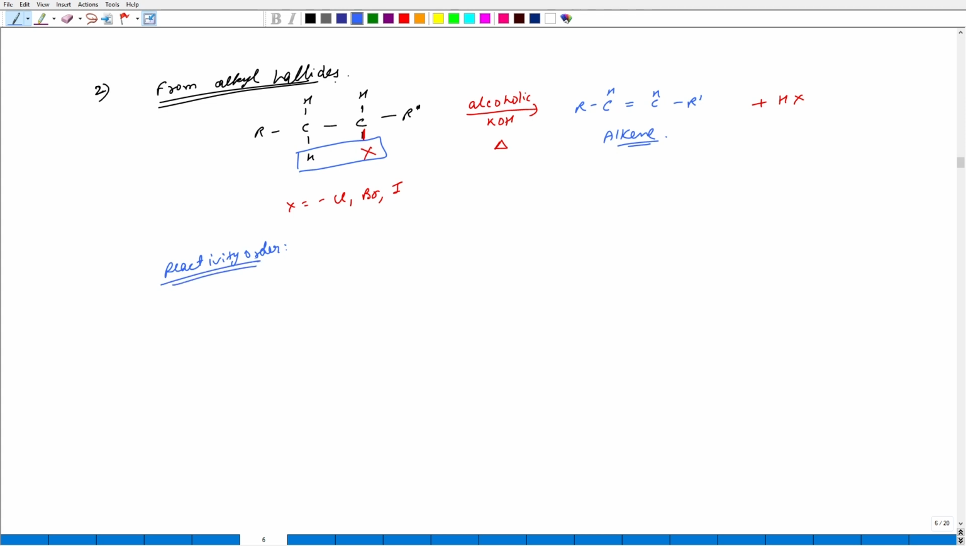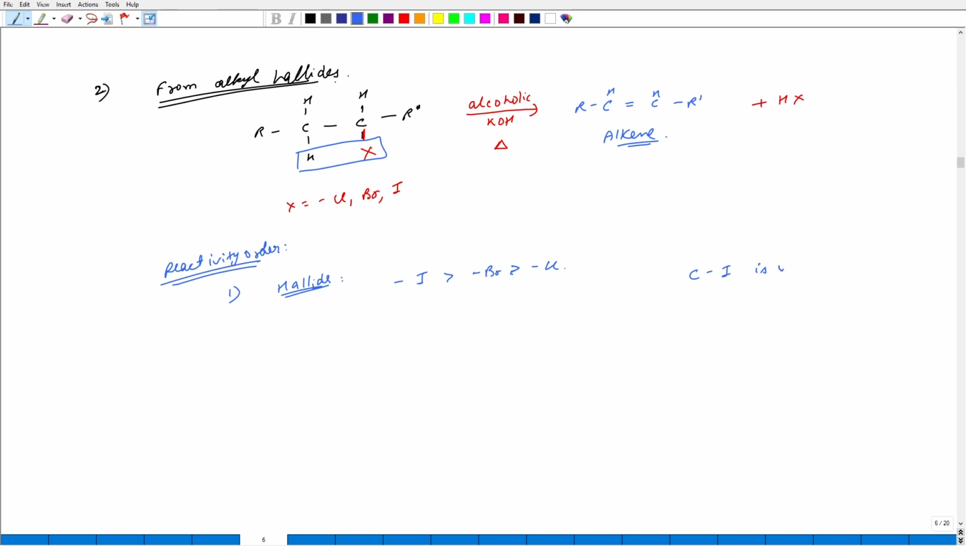Okay. What we can change to enhance or decrease the reactivity, what are the governing factors? First one is halide. The iodides are more reactive than bromides than chloride. Why is it so that iodides are more reactive in the alkyl halides to form alkenes?